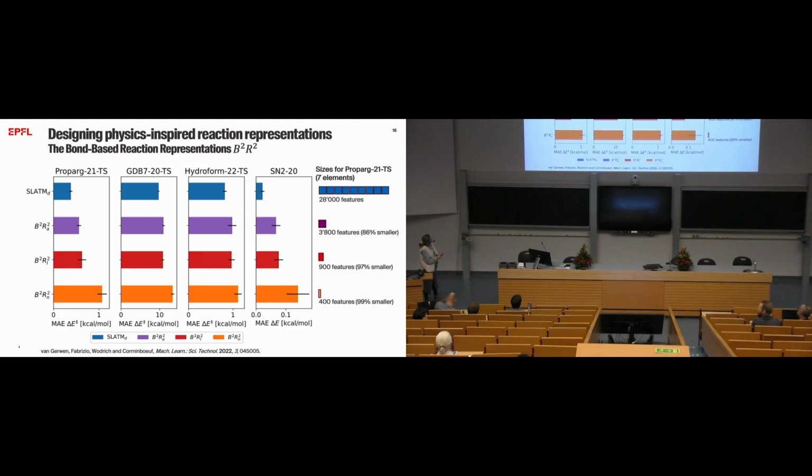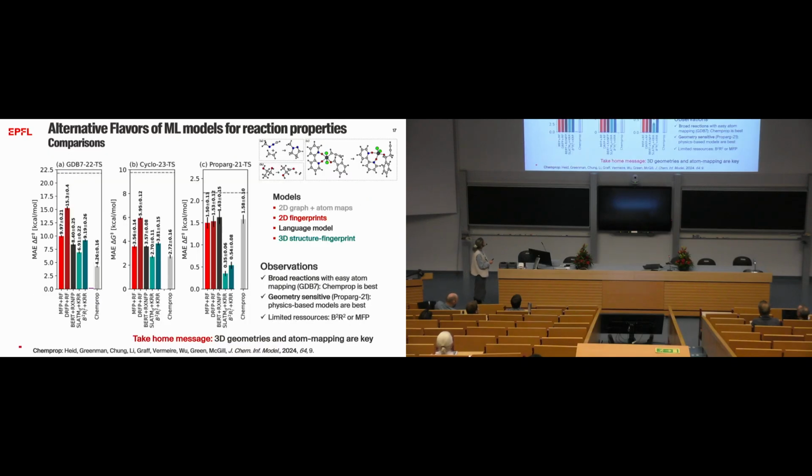Now this works relatively well for some of the challenging sets, like the propargyl, but looking closer at the GDB, that's this data set that contains a broad set of reactions, there was a precedent that was considerably better than us, and this precedent was using ChemProp from the group of Bill Green and others. This is a 2D graph neural network that contains atom mapping. So atom mapping means that it can follow which atoms are in the reactant and the product, and what they are transformed into.